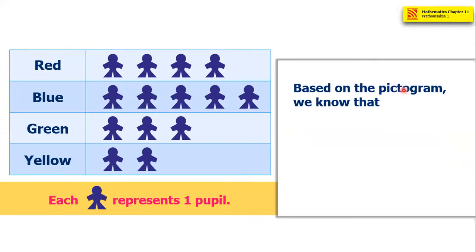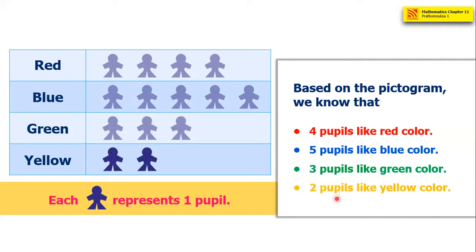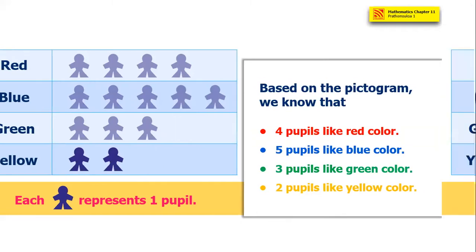So based on the pictogram, when we look at it, what can we tell? We can tell that red, 1, 2, 3, 4, 4 students, 4 pupils like red. 5 like blue. 3 like green. And 2 like yellow. What else can we tell?